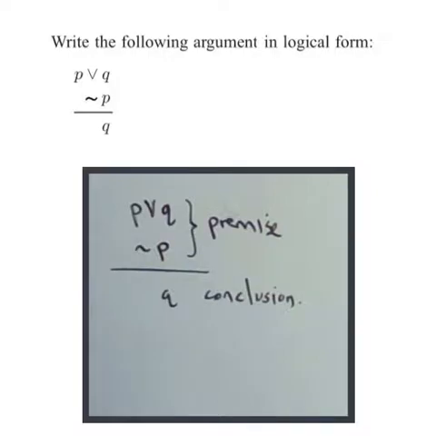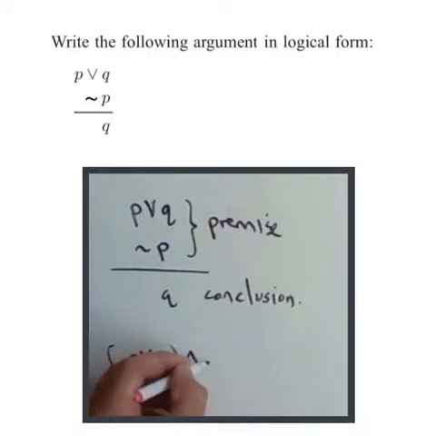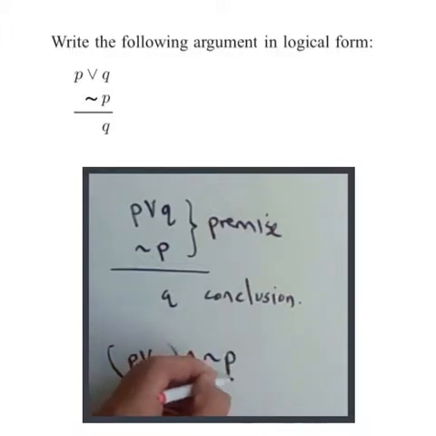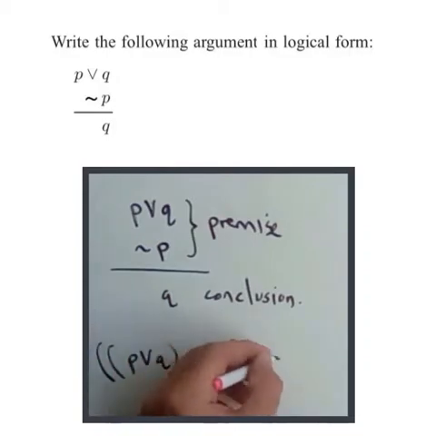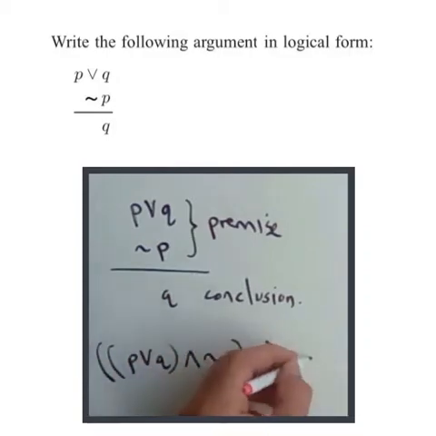So basically, to construct it as an argument in logical form, you need this and this. Does this and this imply that? That's all it is. So every single thing happening together in the premise implies the conclusion. So it's literally just P or Q and the negation of P. All of that needs to imply Q.